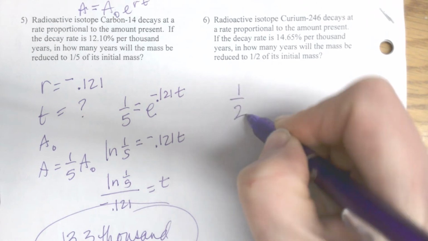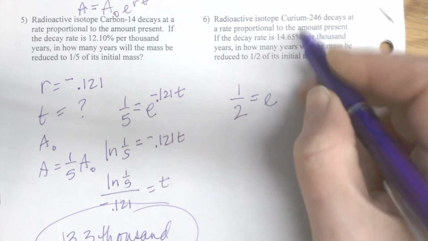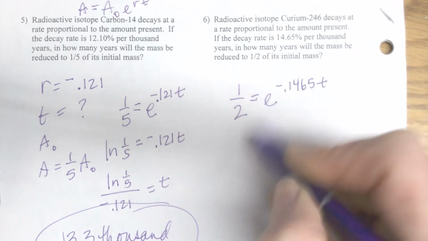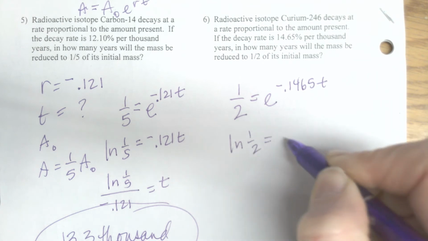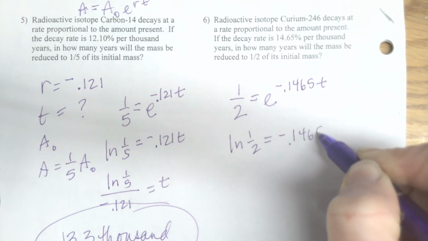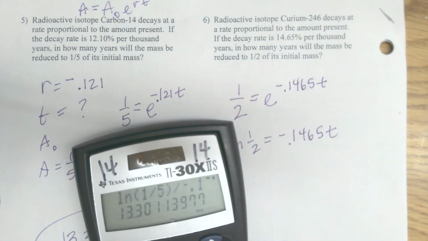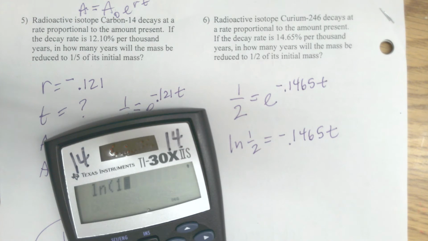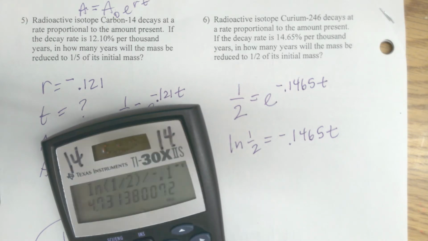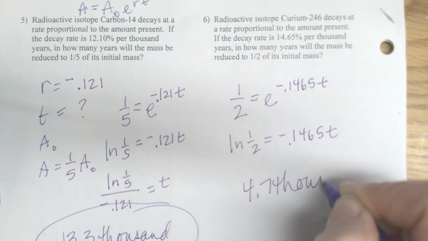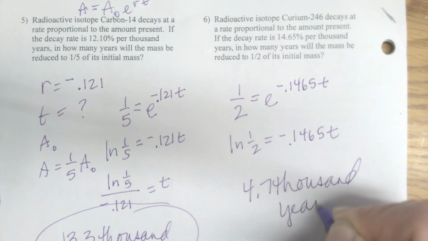I'm going to have half the amount left, e raised to the negative 0.1465 t. ln 1/2 will be negative 0.1465 t. When I plug that in the calculator again, ln 1/2 divided by negative 0.1465 looks like 4.7 thousand years. 4.7 thousand years again.